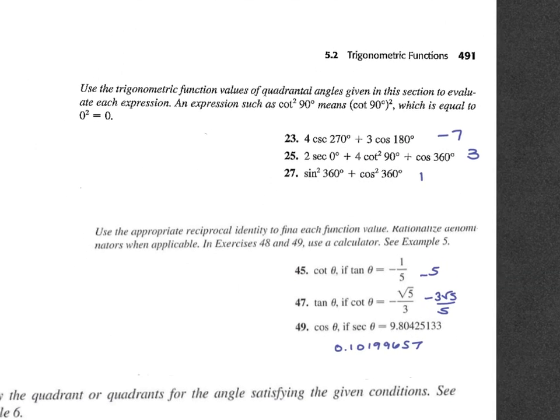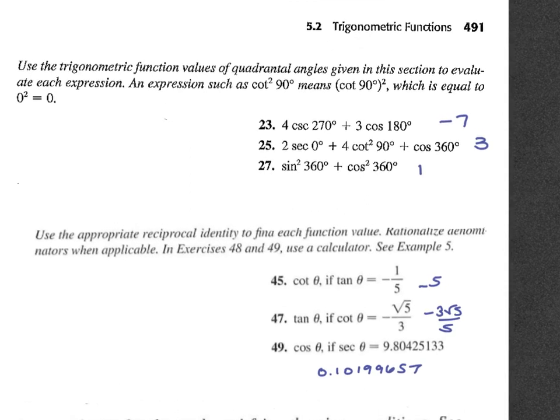Then came the little equations, or the simplified expressions. The cosecant of 270 you had to find, then multiply it times 4. The cosine of 180 you had to find, then multiply it times 3, and you should have gotten negative 7. 25 you should have gotten 3. 27 you should have gotten 1. So these you won't see on your quiz. I don't know if they'll come back on the test, but it's just too easy for that to be looked up.